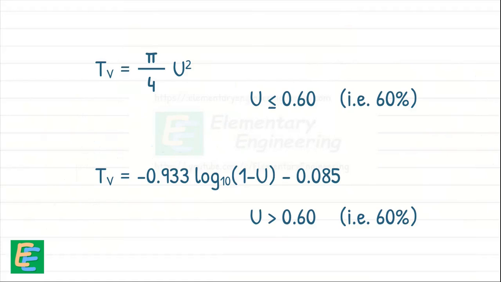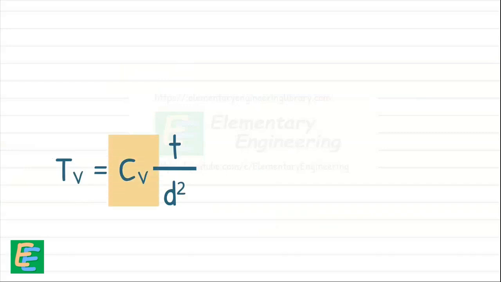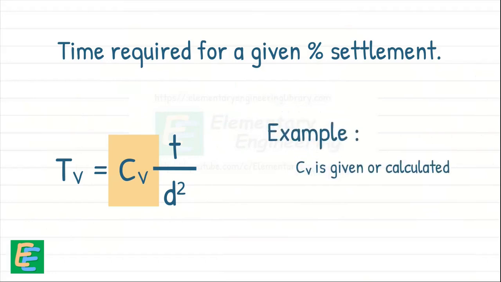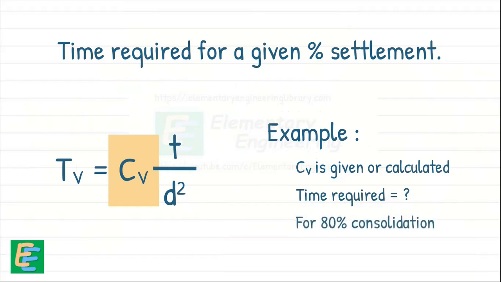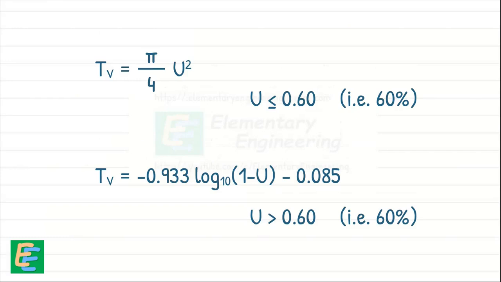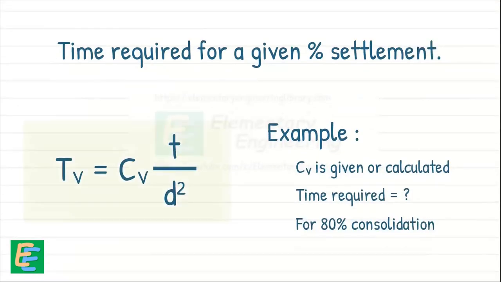We have seen that time factor is defined as this. By knowing CV, we can estimate the time required for a given percentage of settlement to occur. For example, if we want to estimate the time required for a soil layer to achieve 80% consolidation, we can use these equations to calculate the time factor. Then, using this equation, we can calculate the actual time required.